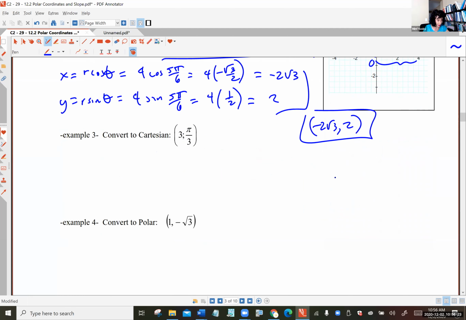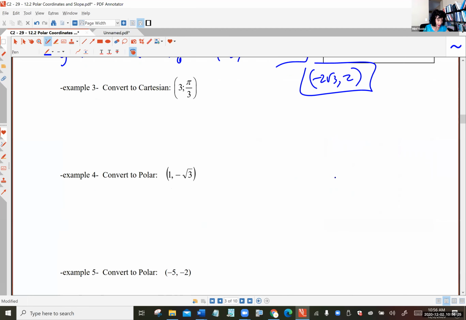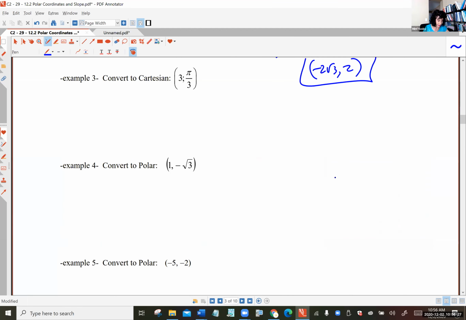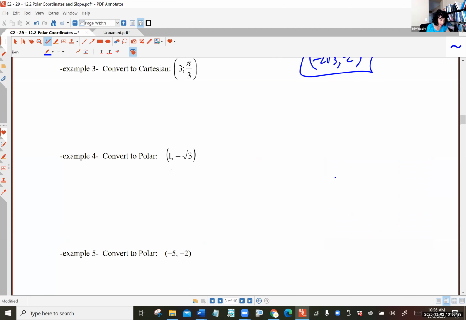I'm going to skip example 3. It's really easy. Let's do examples 4 and 5, because they're similar, but not really. This is where I'm going to teach you what to do if your point lies in quadrants 2 or 3, to get your theta. It's going to be weird.